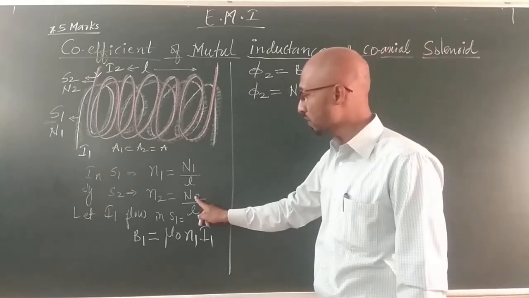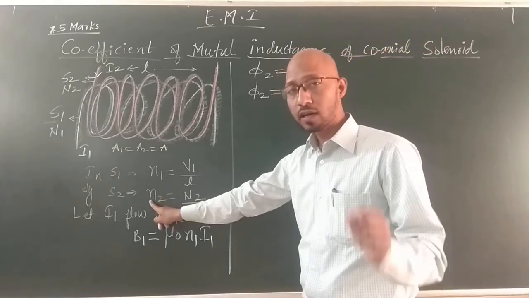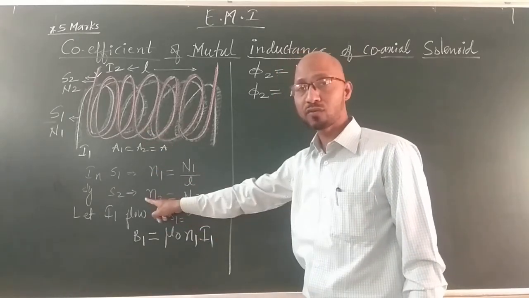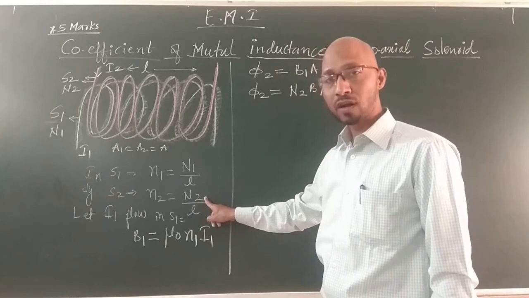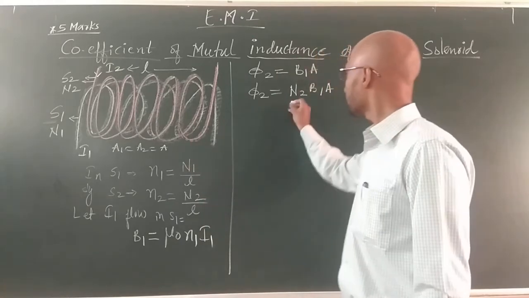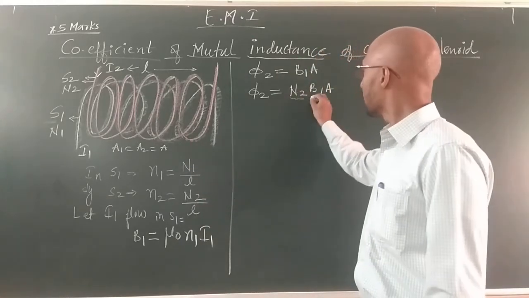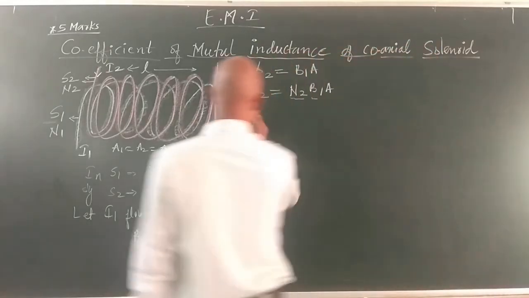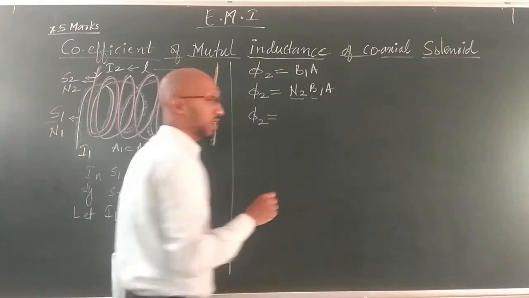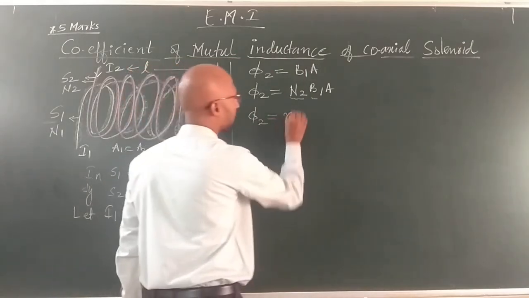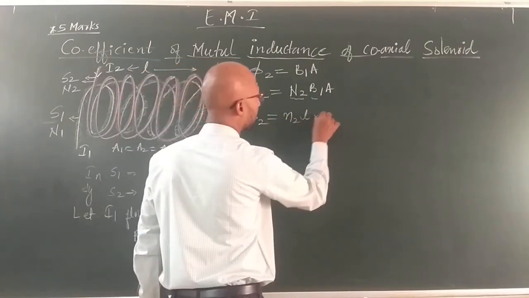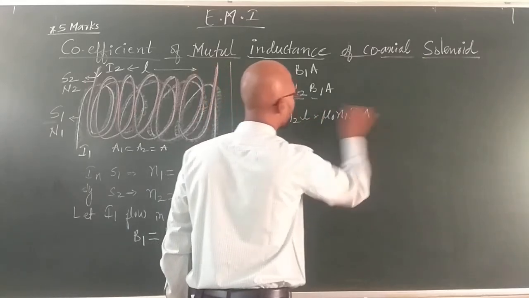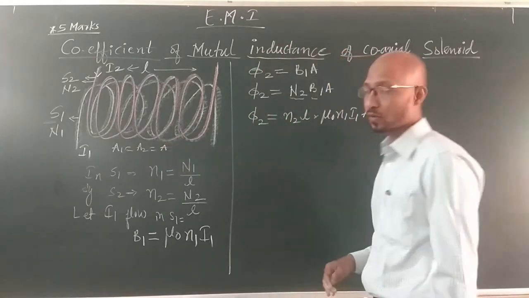The total number of turns is equal to what? The number of turns per unit length in the second solenoid times the length of the solenoid will give you the total number of turns in the second solenoid. I'll substitute that, where the magnetic field produced in the first solenoid is written here. Substituting, the flux linked with the second solenoid will be given by N2 L, where B1 is mu naught N1 I1 times A, because the area is common for both. That's why I have not mentioned it here.